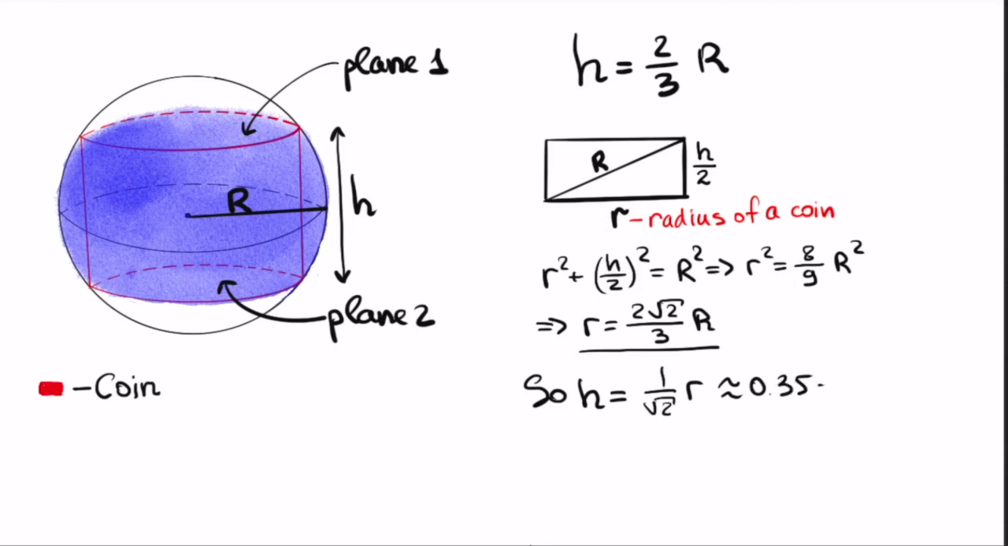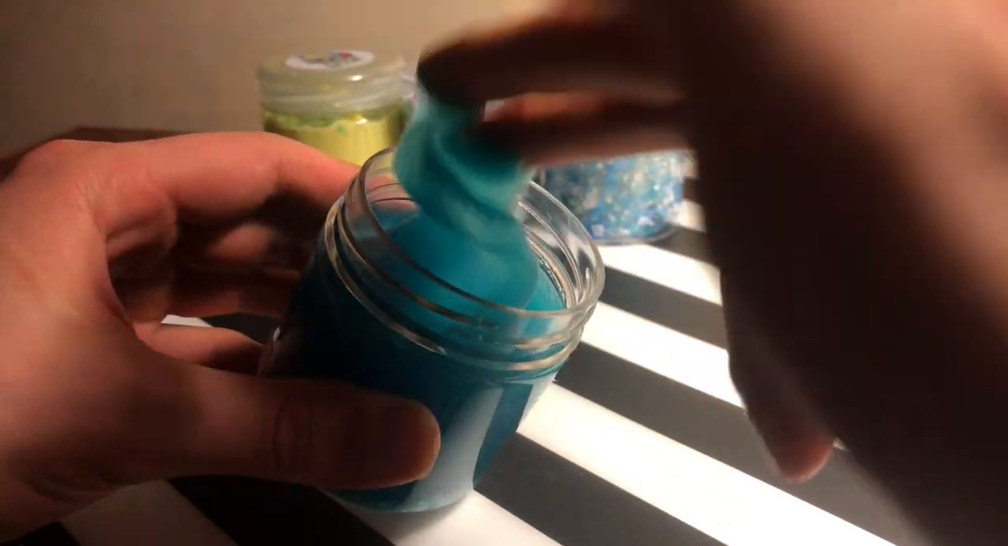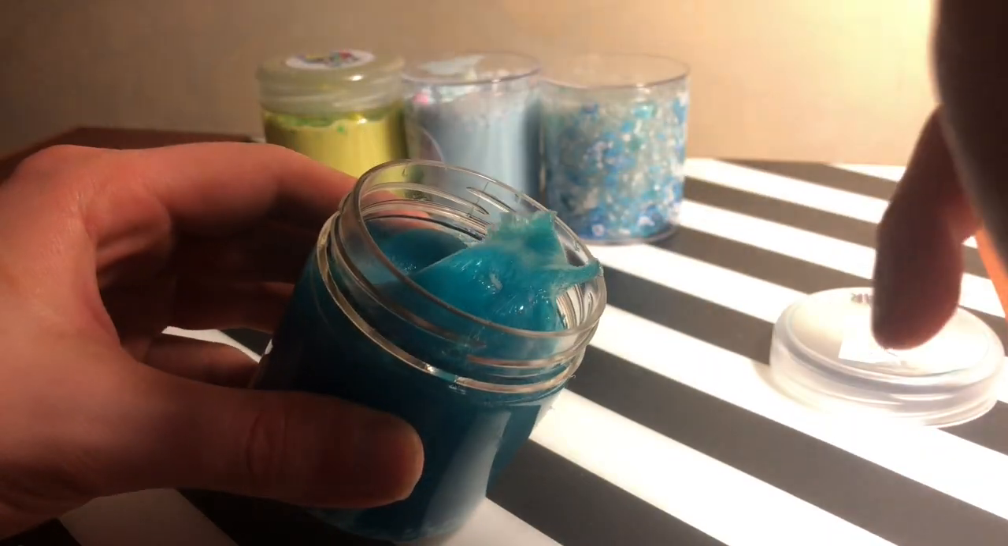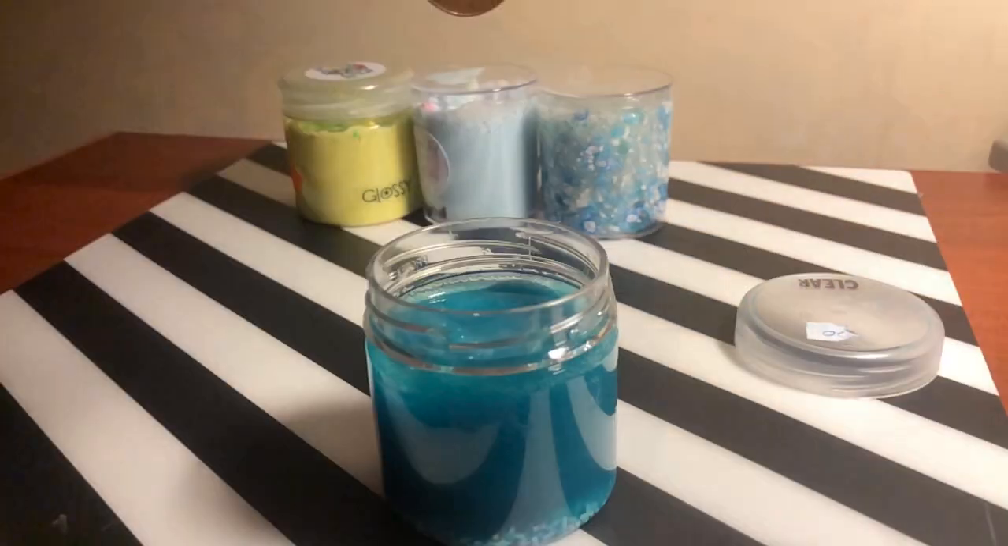We see that it equals to roughly 0.354 r, so it takes up almost 35% of the diameter. So now we have the answer. 35% gives us a rather thick coin. If you want to verify the solution, you will need to construct the coin and drop it on some very sticky surface to avoid rebounding.